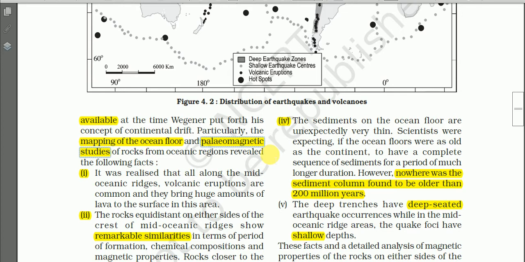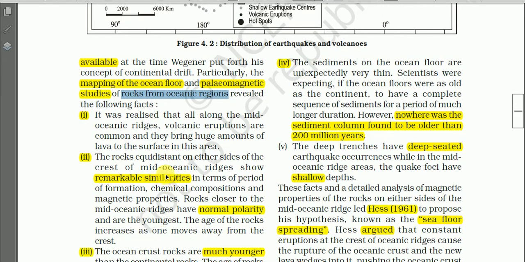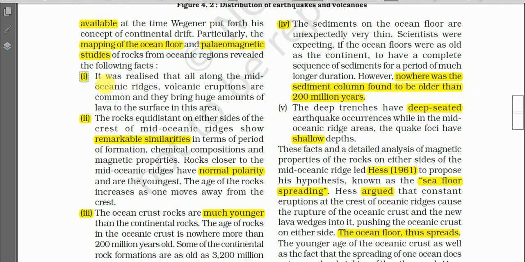And when we study paleomagnetism and the mapping of the ocean floor from the oceanic regions, they reveal the following facts. So what are the facts? Let us read. Number one, it was realized that all along the mid-oceanic ridges, volcanic eruptions are common, and they bring huge amount of lava to the surface of this area.